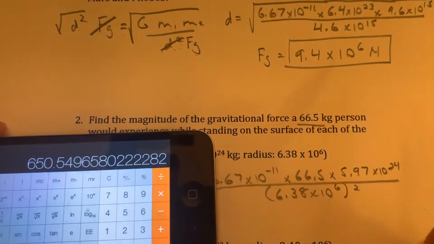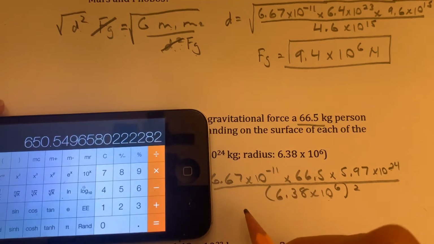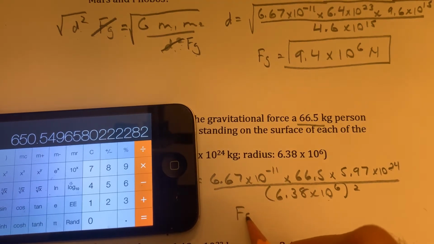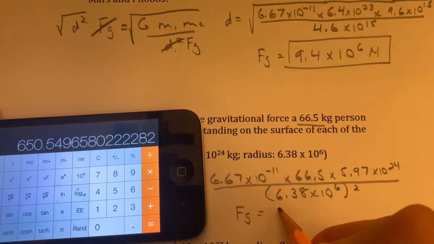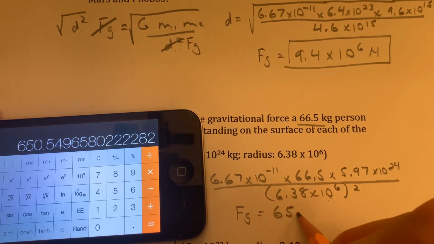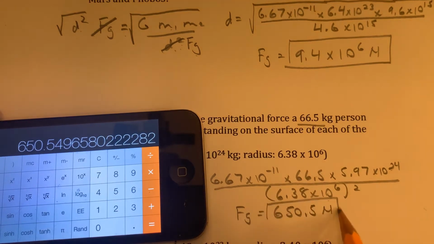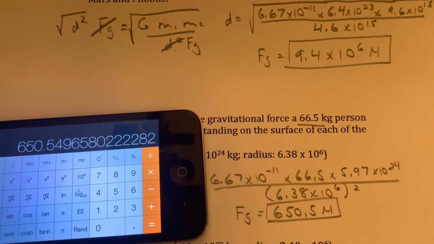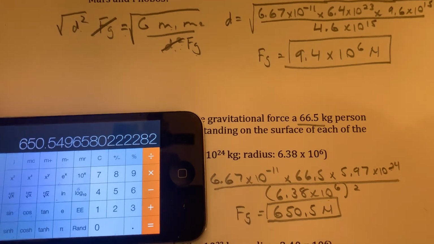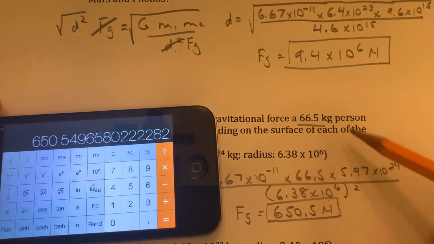Weird, I must have hit a multiply instead of divide the second time around. So the force of gravity is going to be 650.5 newtons. You could round that to 651, which is about right for a person that weighs that much on Earth.